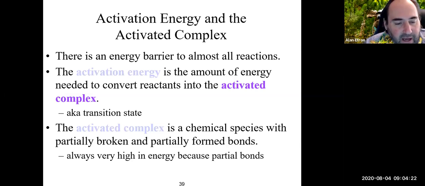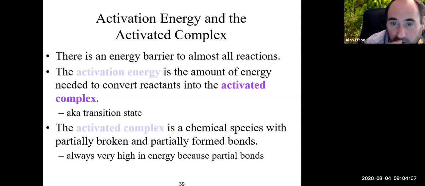At the very top of that, as I mentioned, is an activated complex, sometimes referred to as a transition state complex. That transition state complex, or activated complex, is a species that has partially made bonds, partially broken bonds. It makes it very high in energy because of that, and very quick to react because it wants to complete the transition, if you will. It doesn't want to stay in that high energy and not complete that transition.